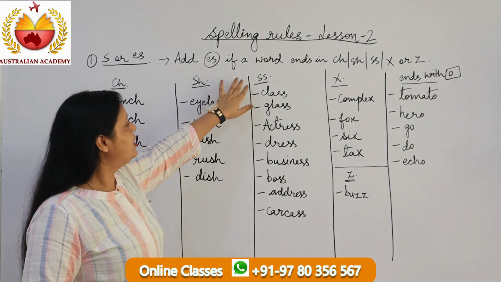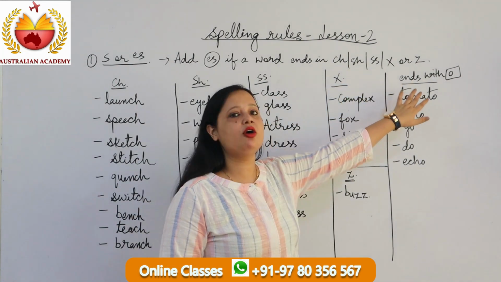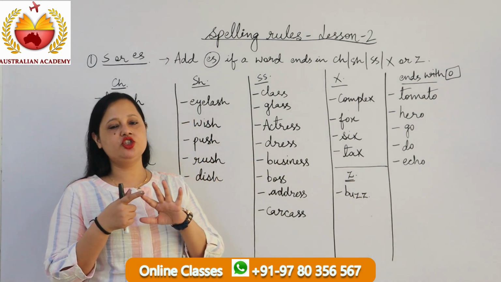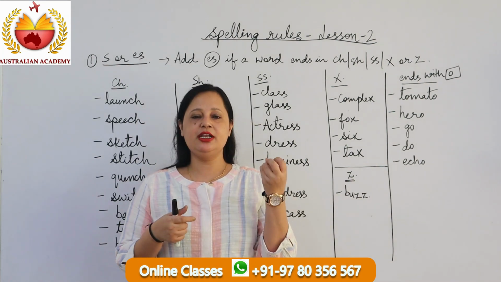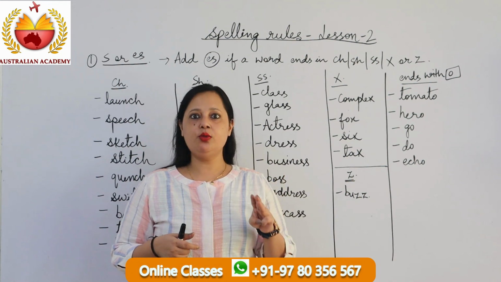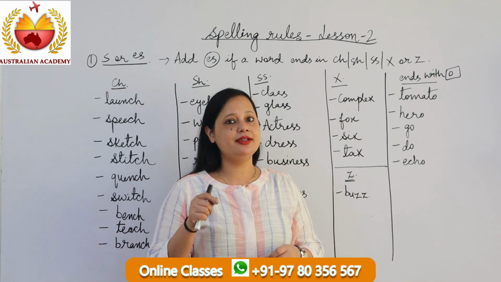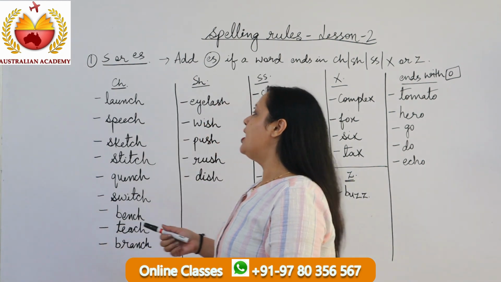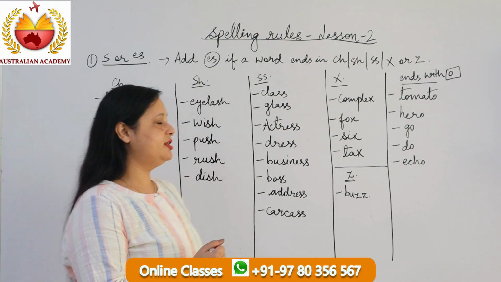Add es if a word ends in ch, sh, ss, x or z. These are the endings you need to remember: ch, sh, ss, x, z. Especially the three: ch, sh, ss. If any word ends with these, you put es instead of s. I don't think that's very difficult to remember, and I have taken many examples to help you practice.